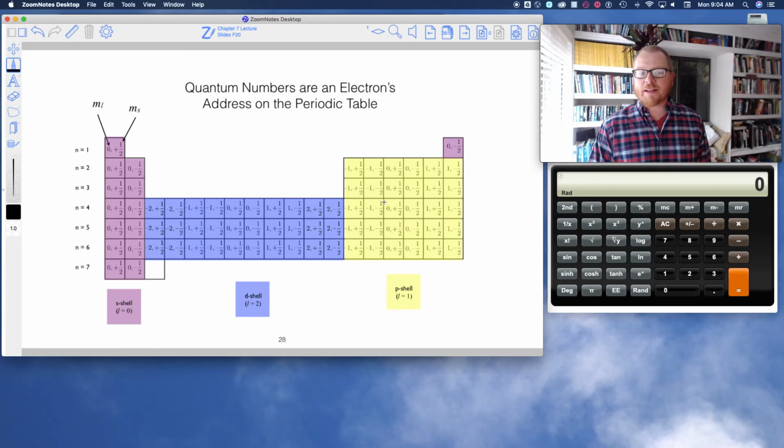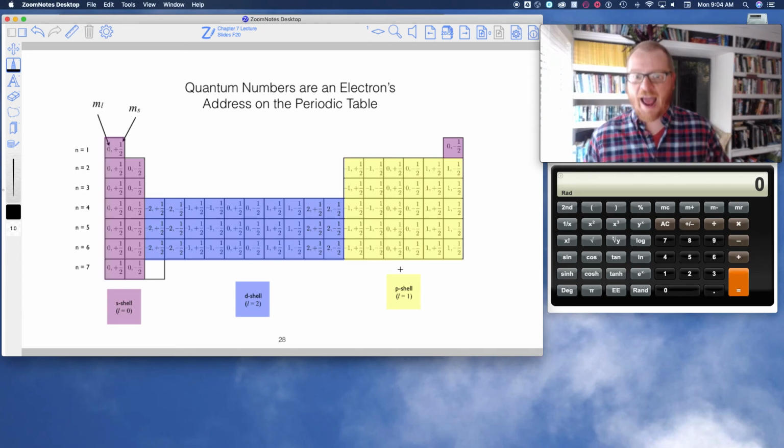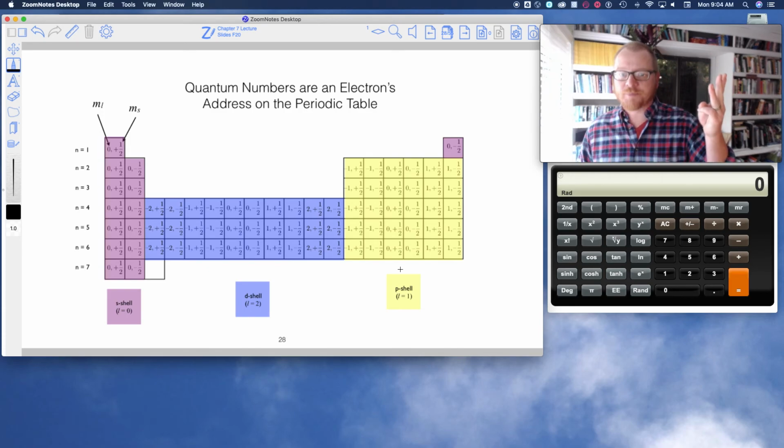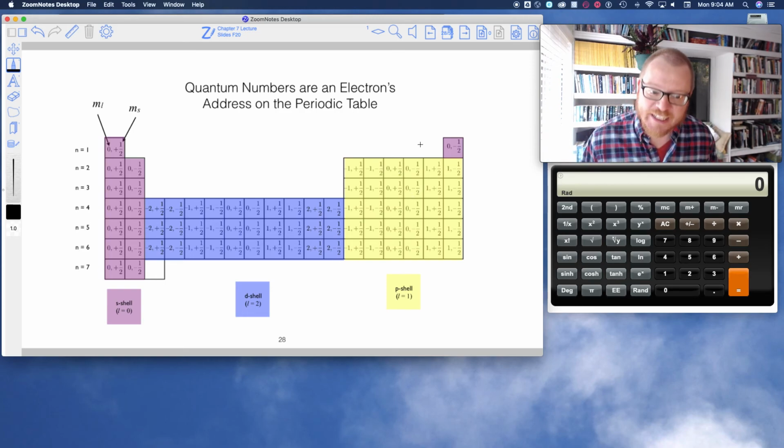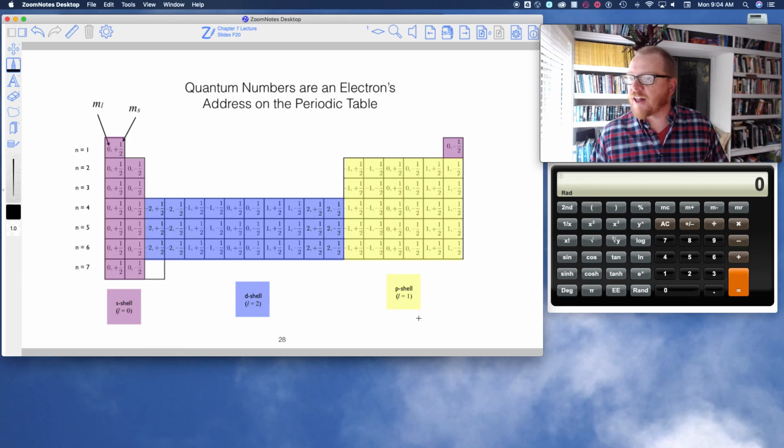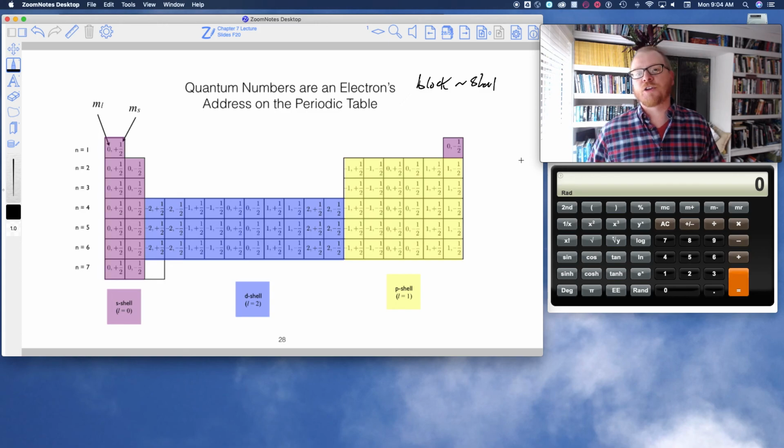Awesome. Okay, well, what about the P? Well, now check it out. It goes -1 plus 1/2, -1 minus 1/2. 0 plus 1/2, 0 minus 1/2. 1 plus 1/2, 1 minus 1/2. So there's my 3 ml numbers, -1, 0, and 1, times 2 for each plus 1/2, minus 1/2, to give me 6 spaces in the P block. And as you can see, I'm calling them block, but shell is also okay. So block and shell are used interchangeably.